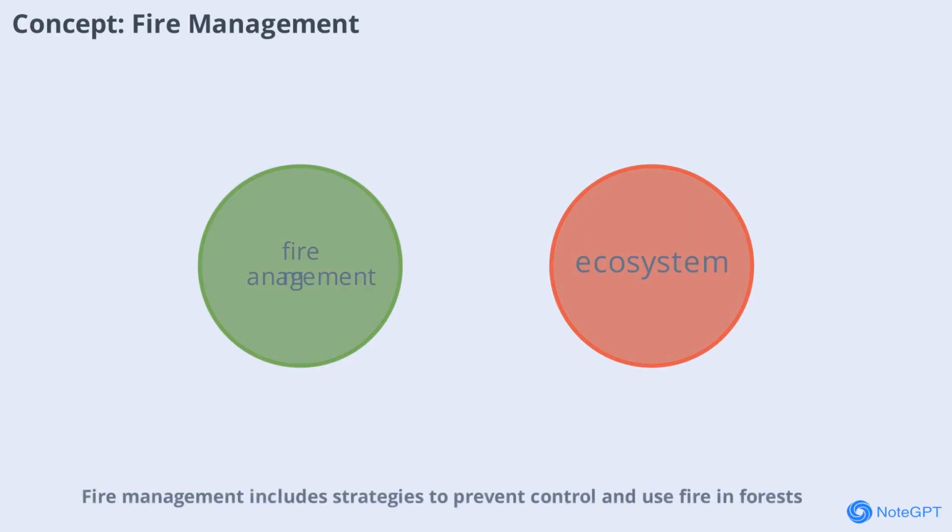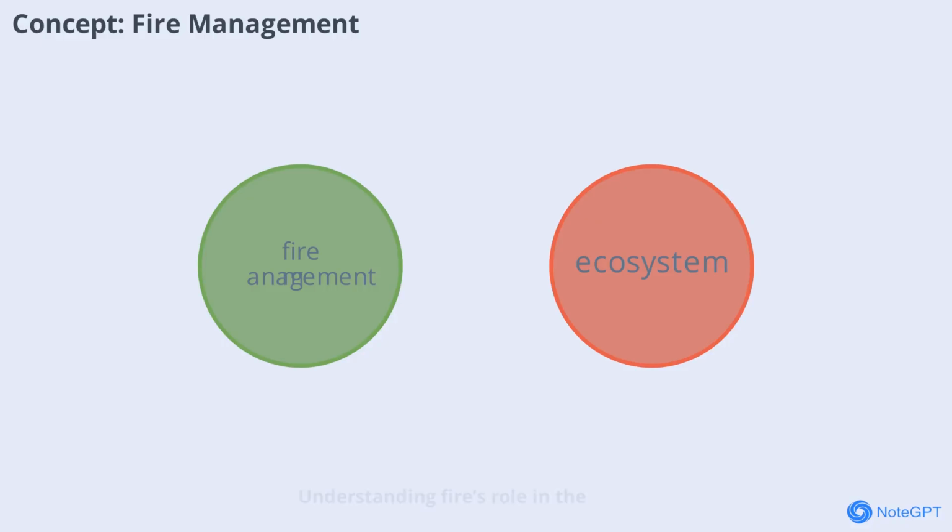Fire management includes strategies to prevent, control, and use fire in forests. Controlled burns can reduce fuel buildup and promote healthy ecosystems. Emergency plans and fire breaks help protect people and property. Understanding fire's role in the ecosystem is essential for effective management.